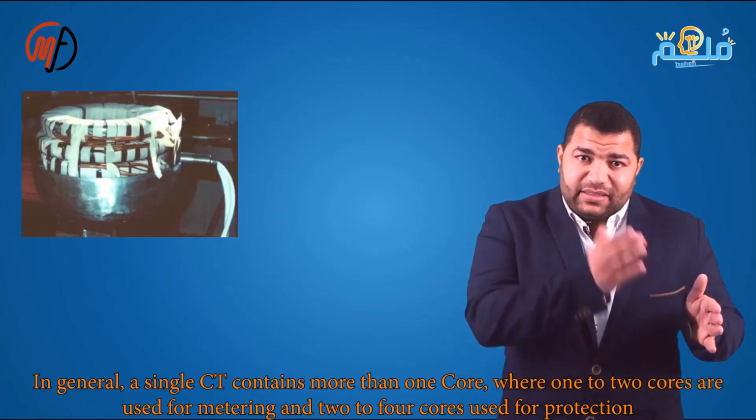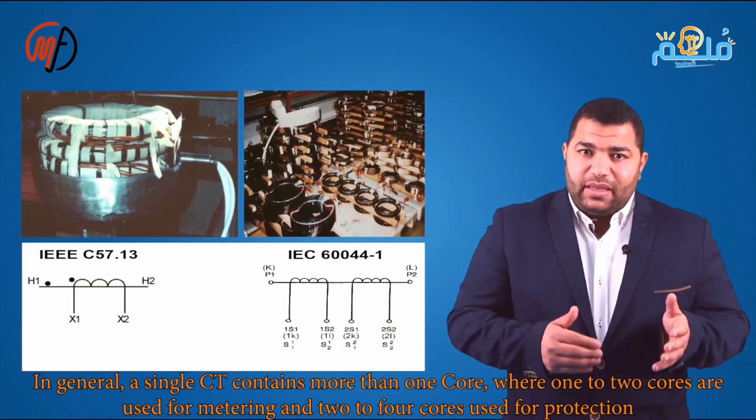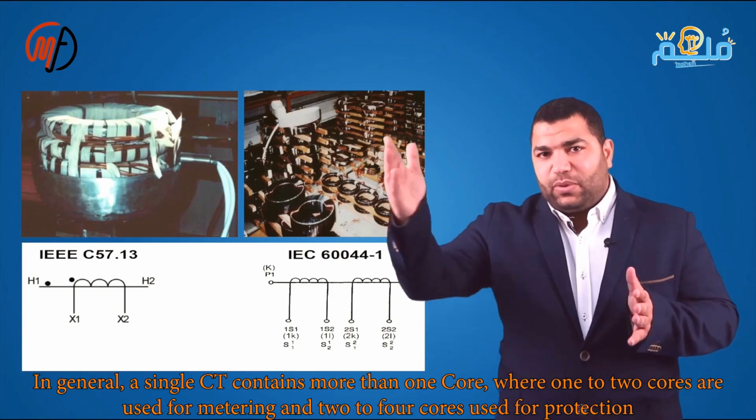Generally, a single CT contains more than one core. Typically, 1 to 2 cores are used for metering, while 2 to 4 cores are used for protection.